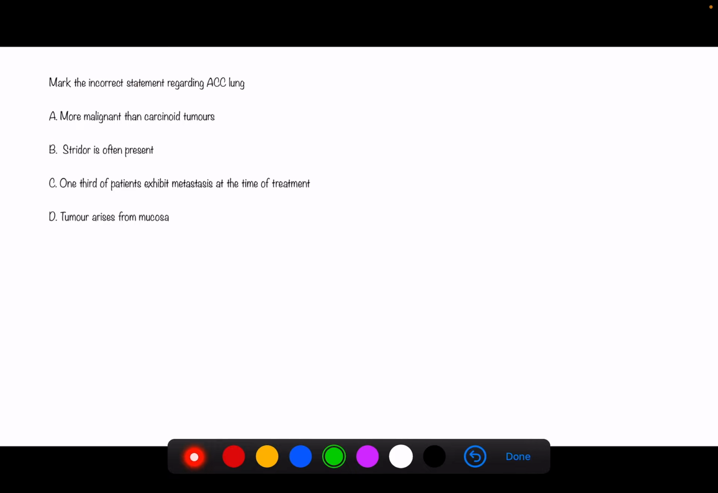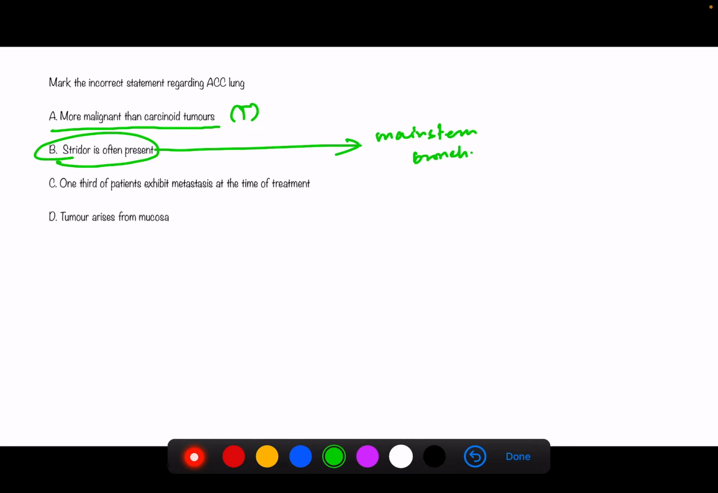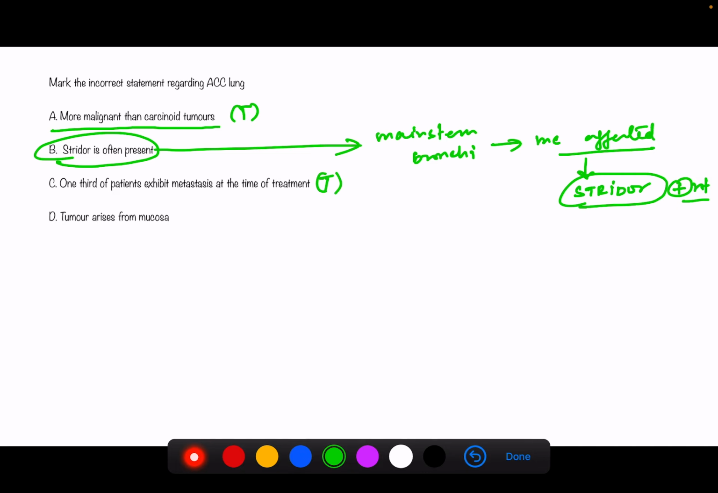Here again we have to mark the incorrect statement regarding ACC. All these points we have already discussed, so we will directly go ahead and solve the question. They are more malignant than carcinoid tumors, which is true. Stridor is often present. Okay, we may not have discussed this because main stem bronchi is involved more commonly. Stridor is present very often. Okay, one third of the patients exhibit metastasis at the time of surgery. Option C. Obviously, this is correct. We have spoken about it, so we will mark this as true.